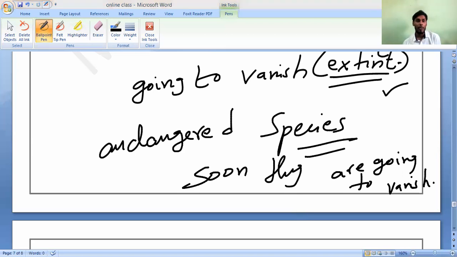Six consequences of deforestation. In this main one, if you observe, deforestation reduces the rainfall. Yes or no? If there is no rainfall, it will lead to lack of food. Deforestation reduces rainfall, and it is causing floods as well as drought. Means floods and drought. Is it yes or no? Yes, sir.